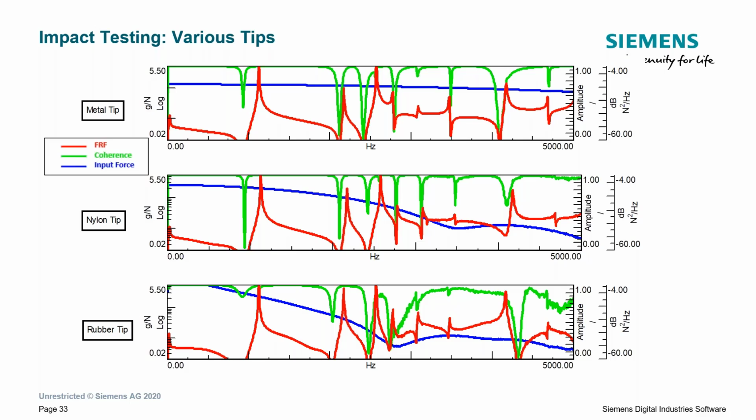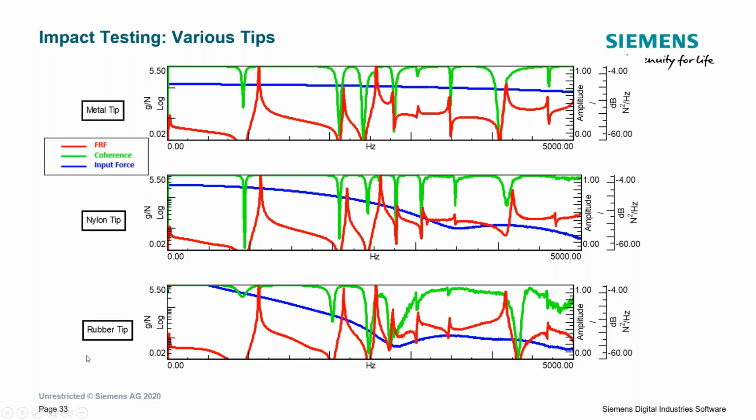Sorry, we have the output over input, the acceleration over the force for our FRF. If we look at this, the blue line is our force. So for a metal tip, we get a good excitation out to 5,000 hertz. Nice flat line, that's what we want. For the nylon tip, we get a pretty flat line, and then we dip before that 5,000 hertz and it really trails off.